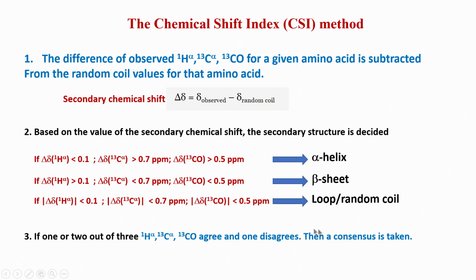In such cases, a consensus is taken, meaning a majority vote. If 2 out of 3 say it is an alpha helix, let it be an alpha helix. If only 1 out of 3 says alpha helix, then it is not an alpha helix. If 2 out of 3 say it is a beta sheet, we consider it a beta sheet. So, we take a majority vote to determine the secondary structure, because it happens many times that the C alpha may disagree and show the opposite of these 2, and then we do not know how to categorize. So, in such cases a consensus approach is taken.